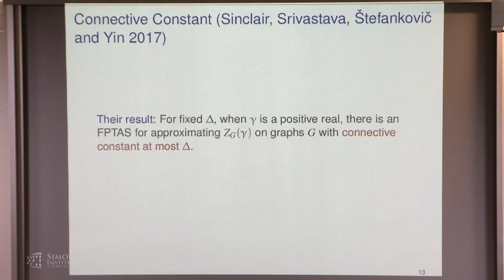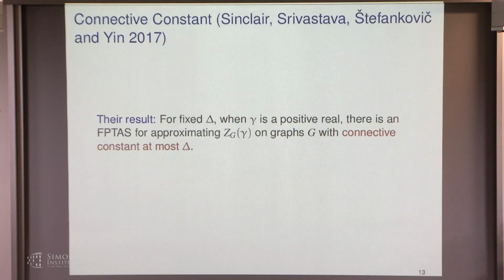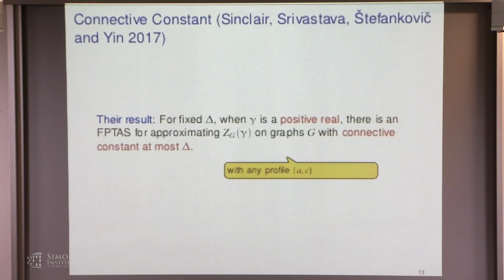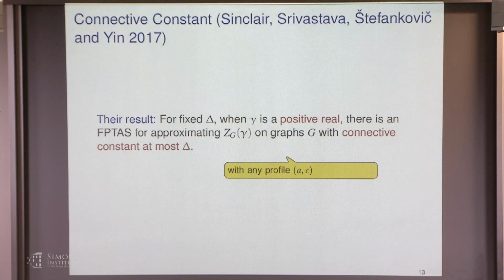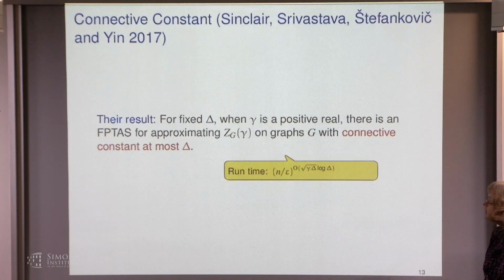They showed that for fixed delta, when gamma is a positive real, you can approximate this on graphs with connective constant at most delta. This profile stuff doesn't really matter for them because it's just a positive result. And there's no bound on the maximum degree. So this is the point: the connective constant is bounded, but the maximum degree can be arbitrary.